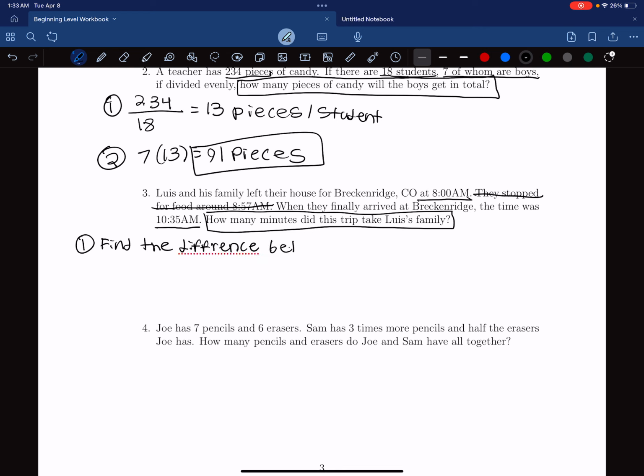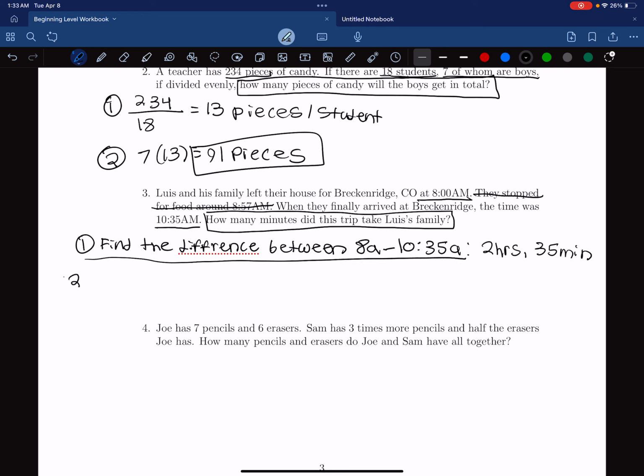between 8 a.m. and 10:35 a.m. And the difference is going to be 2 hours and 35 minutes. And then our second step is to convert the 2 hours and 35 minutes to minutes.